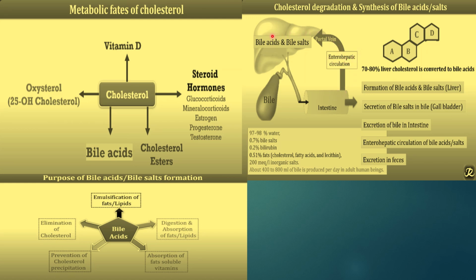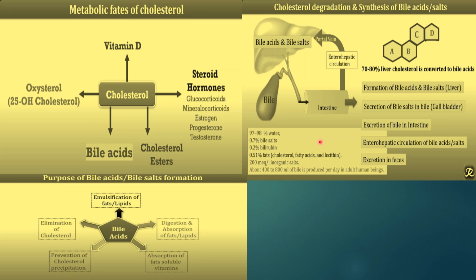It reaches the liver again, and from the liver it comes into the gallbladder via bile, and then from bile it reaches the intestine. So this cycle goes on and on. This is known as the enterohepatic circulation of bile acids and bile salts. Then finally, all of these are excreted gradually in the form of feces.